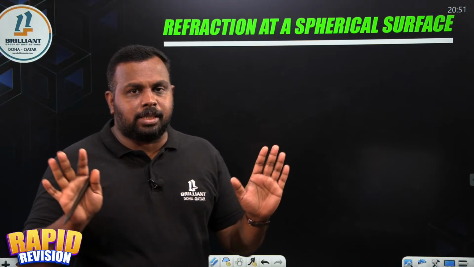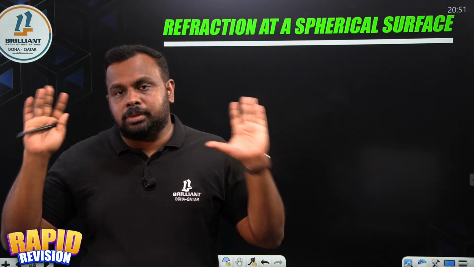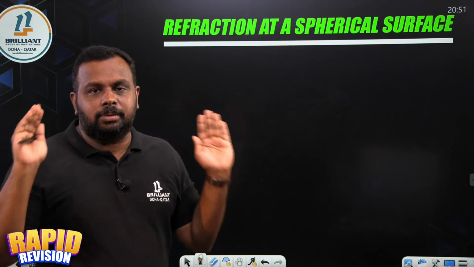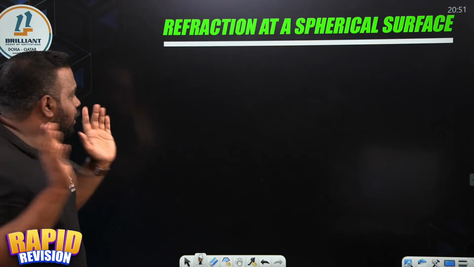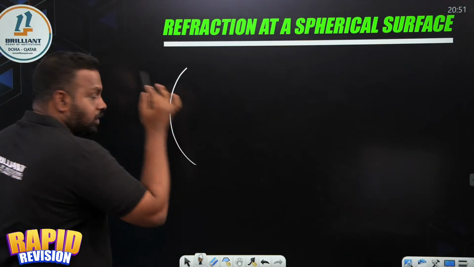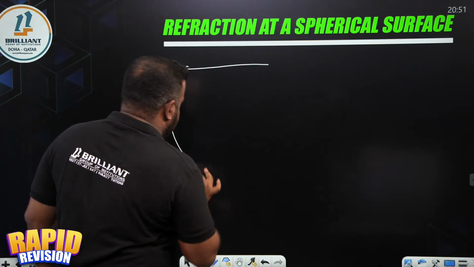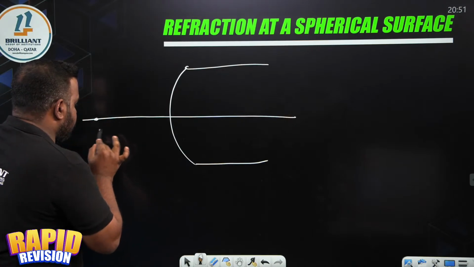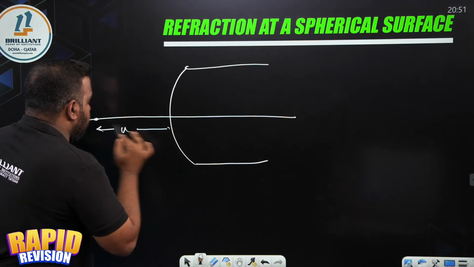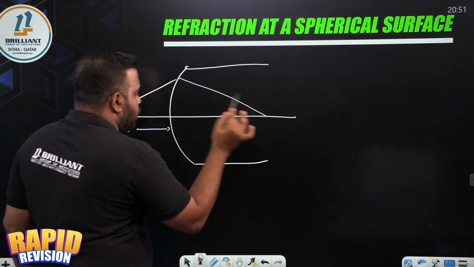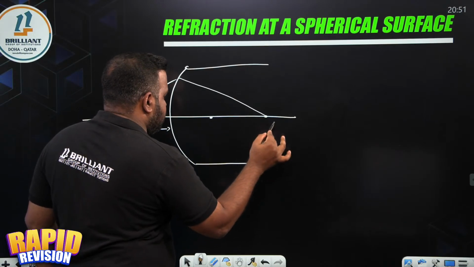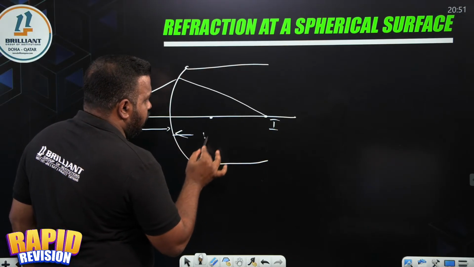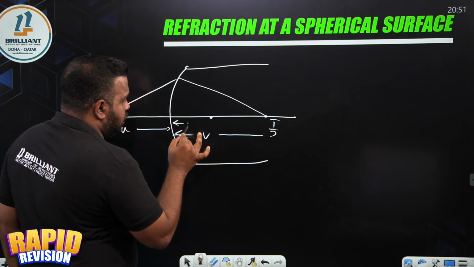Refraction at a spherical surface. My dear students, direct derivation will come. Okay, refraction at a spherical surface. If it is a spherical surface having a radius R and an object is kept in front of it at a distance U, it will form an image at some distance. This is the image distance V, and this is the radius.